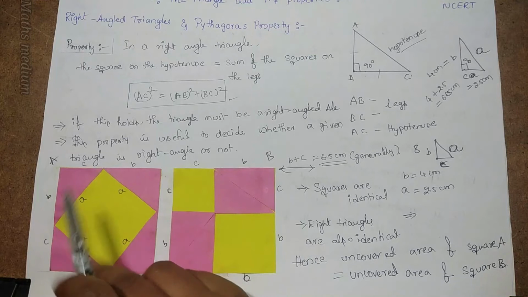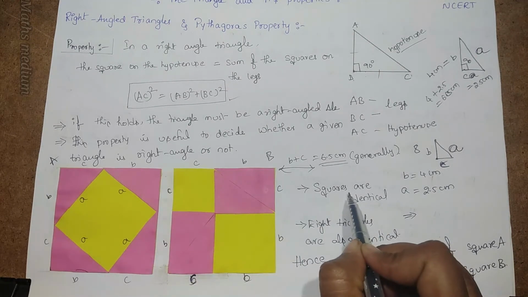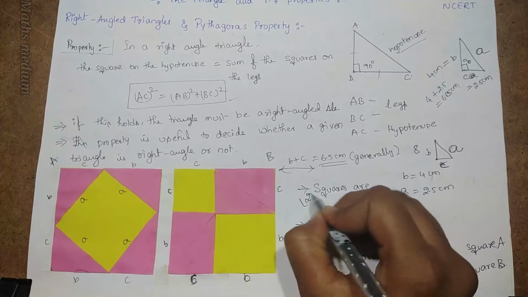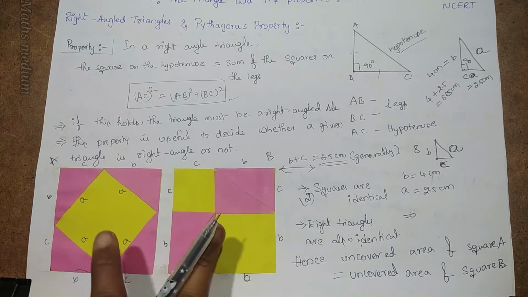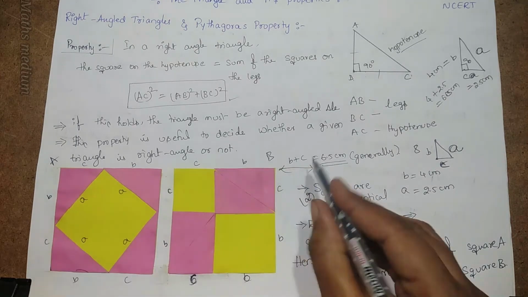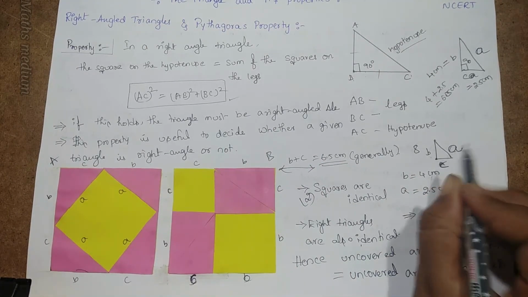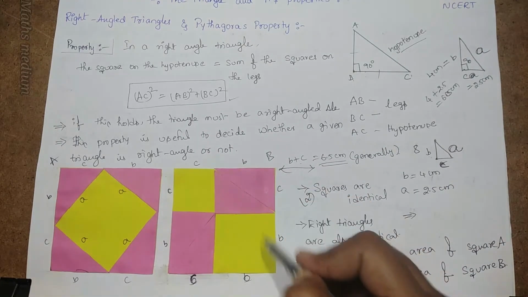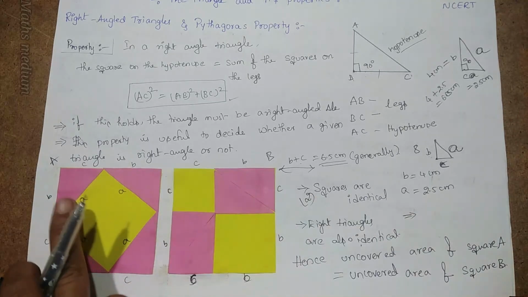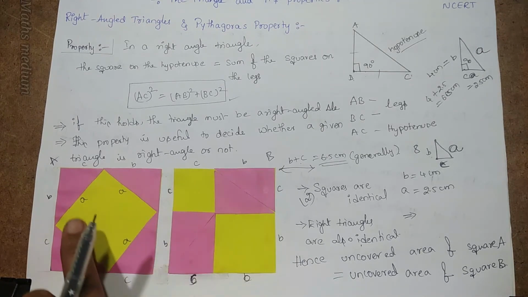See, we took 8 identical triangles: 1, 2, 3, 4, 5, 6, 7, 8. These two squares are identical. This is the one square the yellow contains, and here also yellow contains one square. These two squares are identical based on B plus C, so we take the side as B plus C. Now arrange these 8 triangles into these squares, 4 triangles here, 4 triangles here, like this.